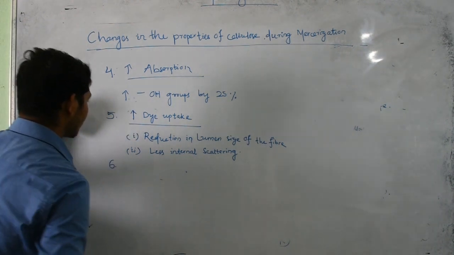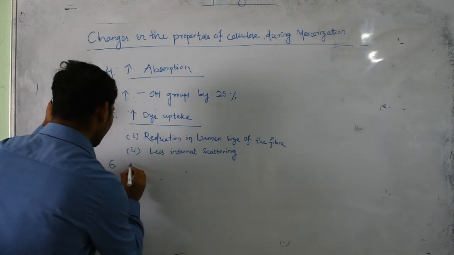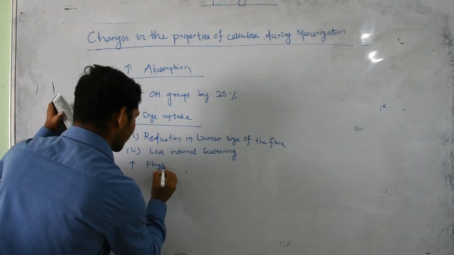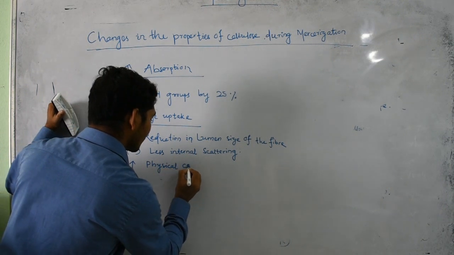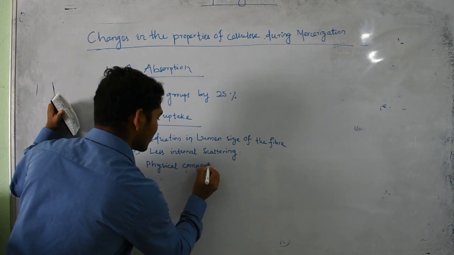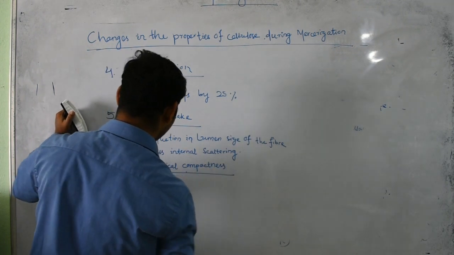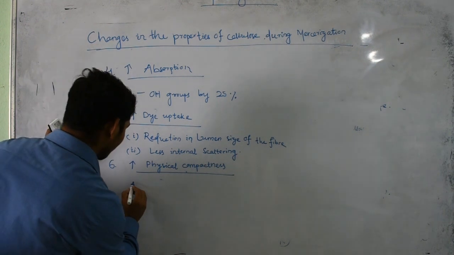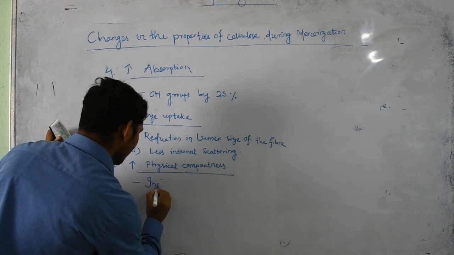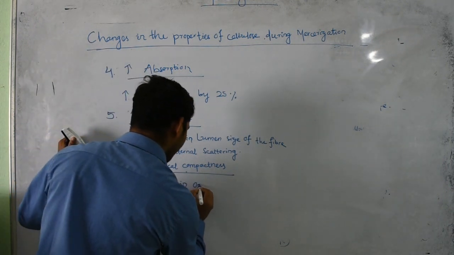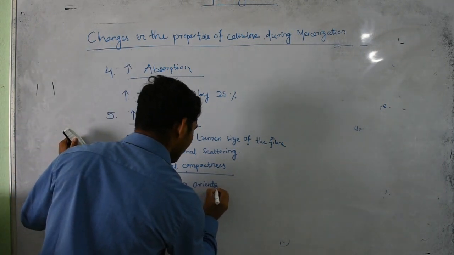Coming to the next changes, there is increase in physical compactness. The sole reason for this is increase in orientation. Fiber chain melting.